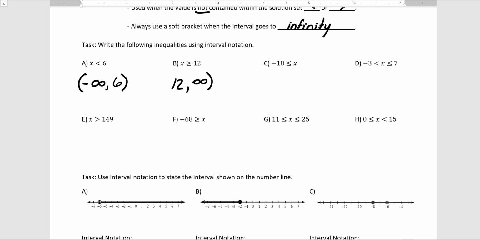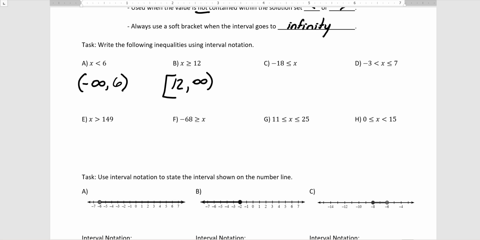Infinity always uses a soft bracket. What about for 12? Well, since this is greater than or equal to, I'd use a hard bracket there. Hard bracket 12, comma, infinity soft bracket. So this interval notation tells me the smallest value it can be is 12. It's allowed to equal 12 with that hard bracket. The largest value it can be is infinity. You'll never actually equal infinity though because infinity just keeps going on.